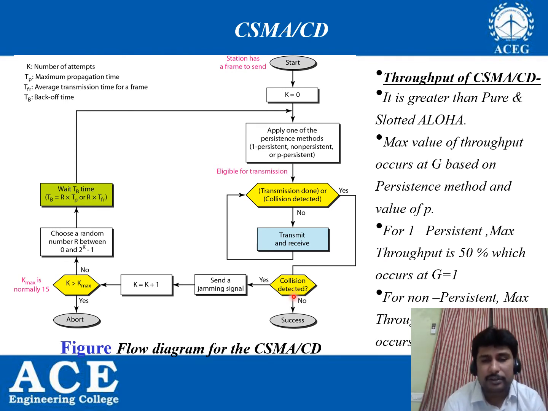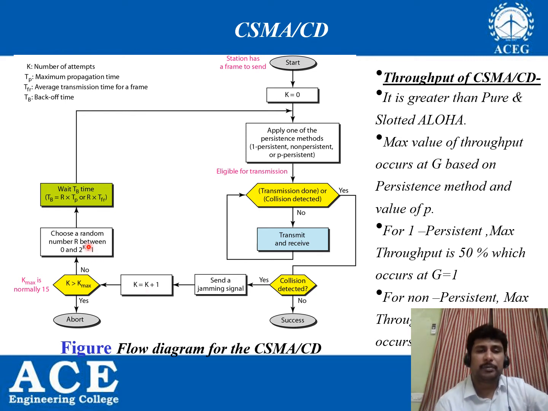So what happens whenever you find a collision during the transmission? We send a jam signal saying that a collision has happened, and now we increase our attempt number as k equal to k plus 1, and we verify whether our attempt number is greater than or less than the maximum attempt number 15. If it is less than 15, we continue the process. If it is greater than 15, we abort the transmission. When it is less than 15, we choose a random number r between 0 and 2 power k minus 1. Here k equal to 1 for the next attempt. Later it becomes 2, 3, and so on.